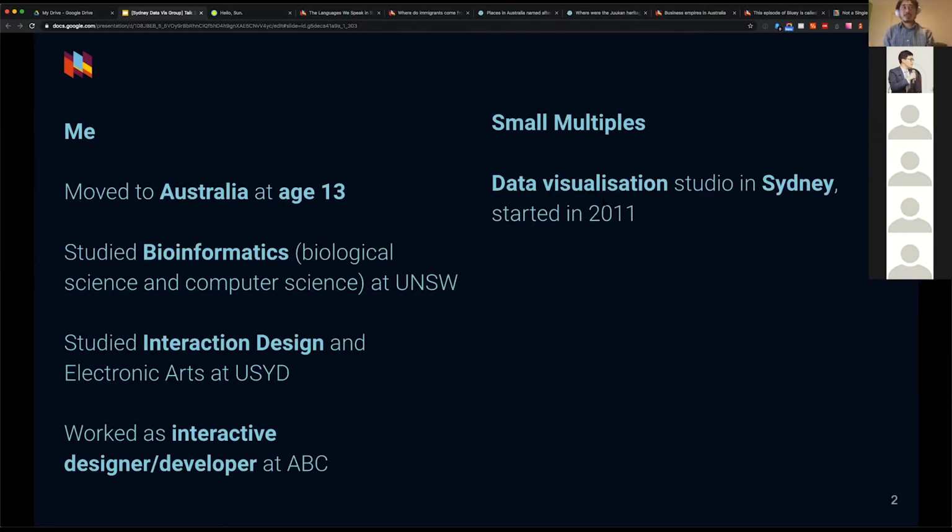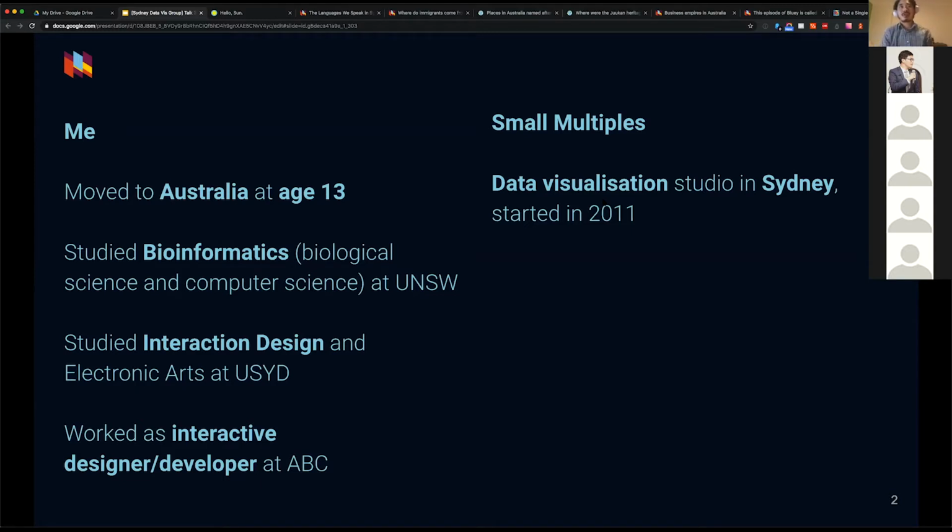So a little bit about me. I moved to Australia from China at the age of 13, so I lived most of my life here now in Sydney. I studied bioinformatics at UNSW. For those of you who don't know, bioinformatics is a degree that's 50% computer science and 50% life sciences, genetics. I can't say I enjoyed that, a little bit dry, so I switched career for my postgrad degree. So I studied interaction design and electronic arts at the University of Sydney.